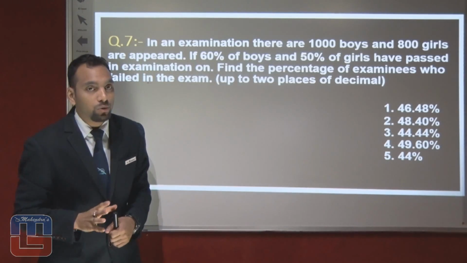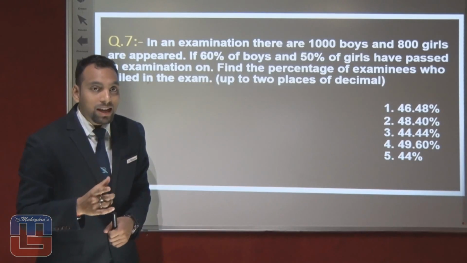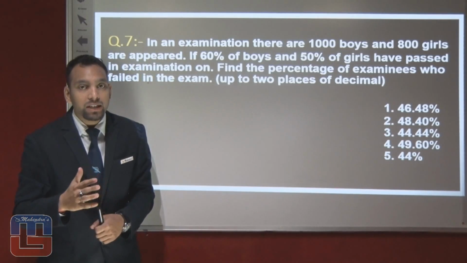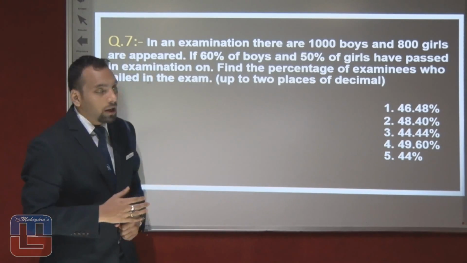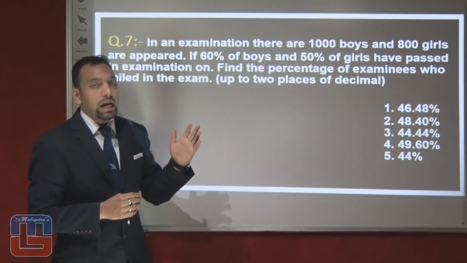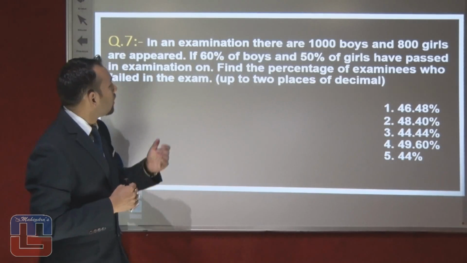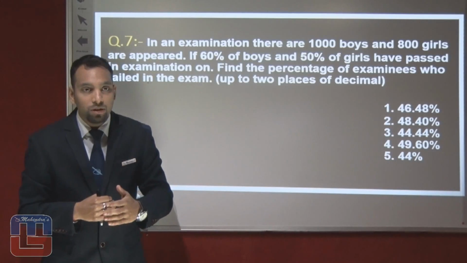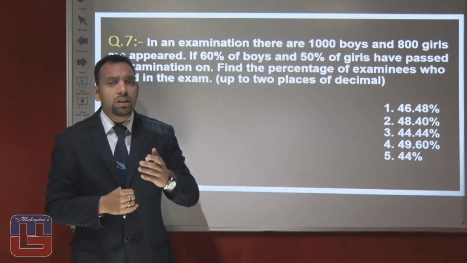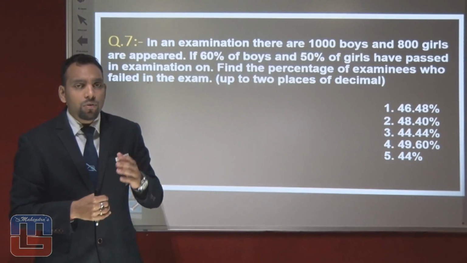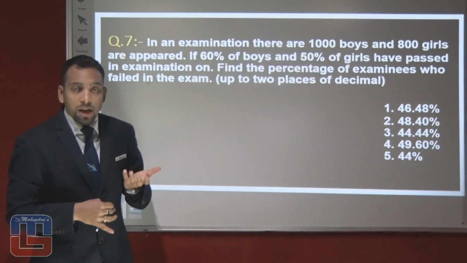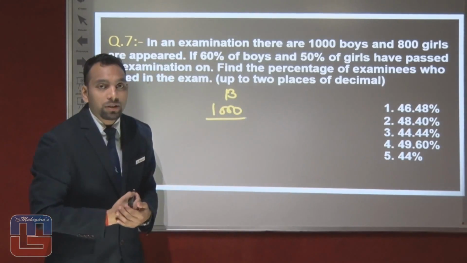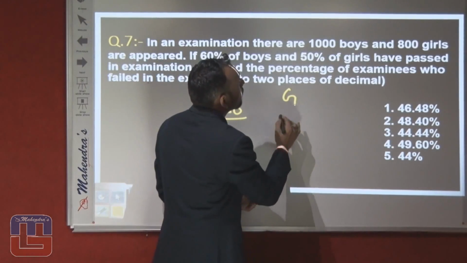Now see how we will calculate. The question is saying that in an examination 1000 boys and 800 girls appeared. If 60% of boys and 50% of girls have passed in the examination, find the percentage of examinees who failed in the examination, and you can take decimals up to 2 places. Now how will you calculate? Now see, in the examination boys are 1000 and girls are how much?